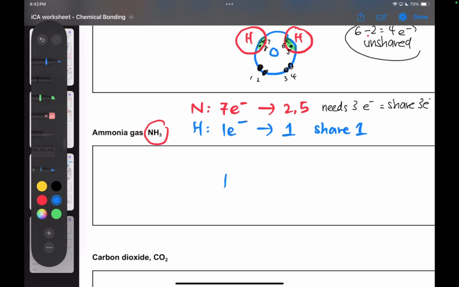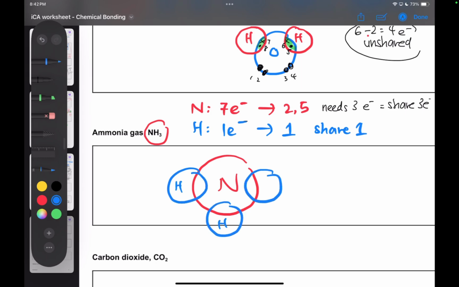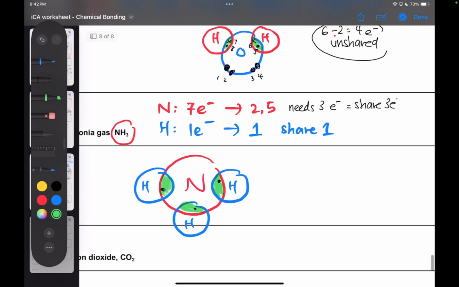We will draw nitrogen in the middle, and I should use the other color. Okay, nitrogen in the middle and 3 hydrogen. Each hydrogen is willing to share that 1 electron that it has. 1, 2, 3. Again, I'm just going to highlight the sharing spaces. That's where all the sharing of electrons will take place, in this green color zone. And nitrogen, out of its 5, is willing to share 3. So I'm going to use crosses. Because there are 3 sharing zones, each sharing zone gets 1 electron of nitrogen.